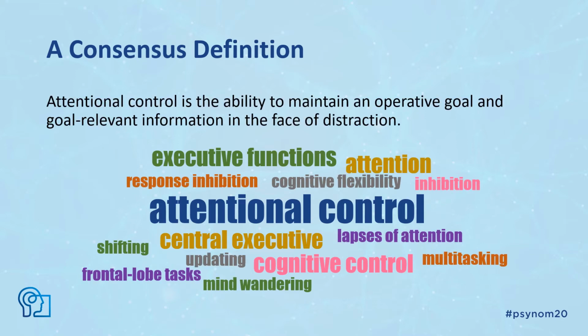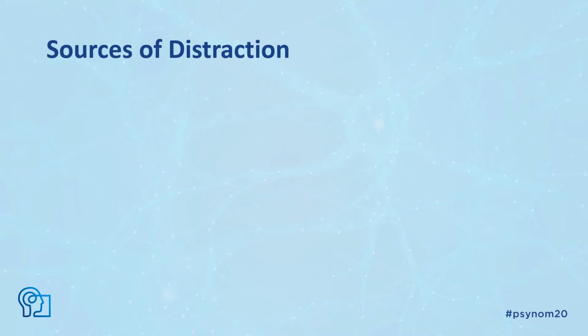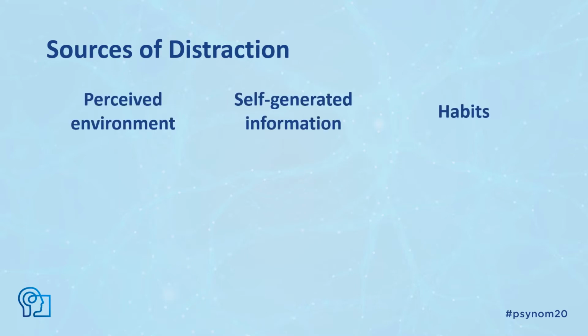Here, as a consensus, we define attentional control as the ability to maintain an operative goal and goal-relevant information in the face of distraction. And these kinds of distractions that we consider here can arise from three different sources: from the perceived environment, from self-generated information, or from habits.